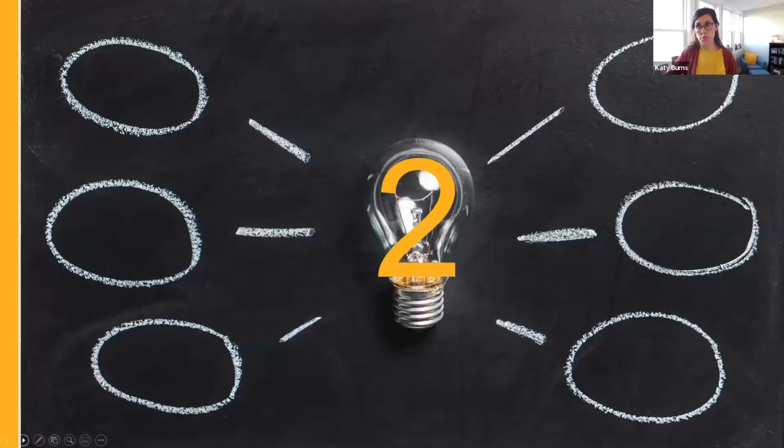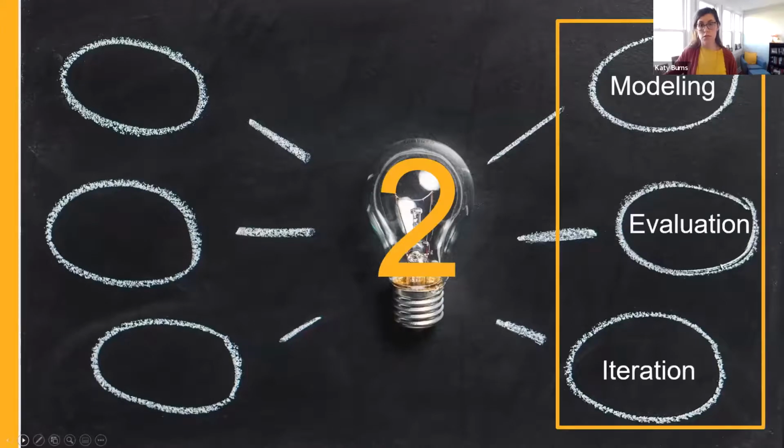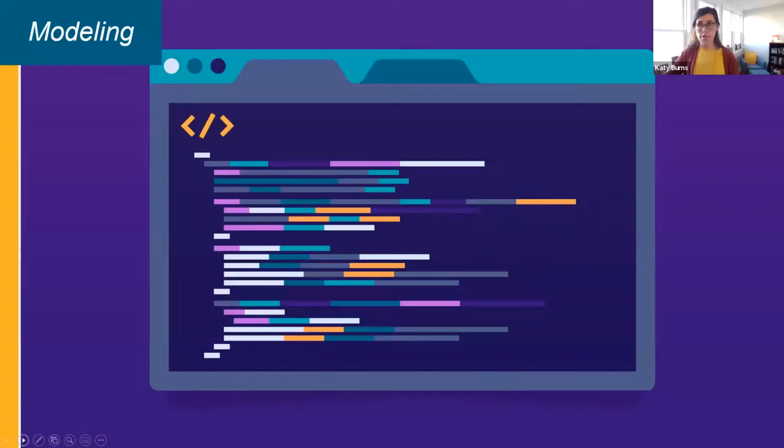And let's jump to phase 2, which is modeling, evaluation, and iteration. So this is, no doubt, where the data science comes into play. At this stage, you will be training, testing, and tuning your model. This is also where matchmaking comes into play when you're selecting your model.